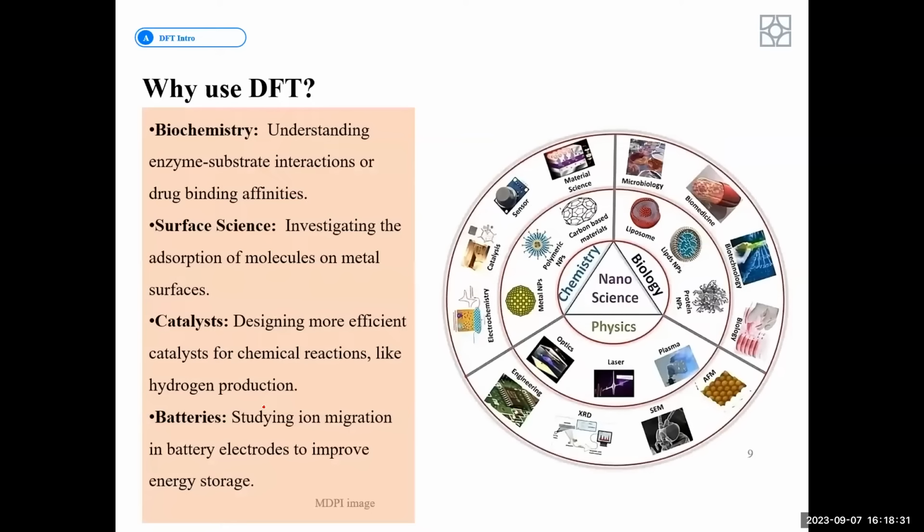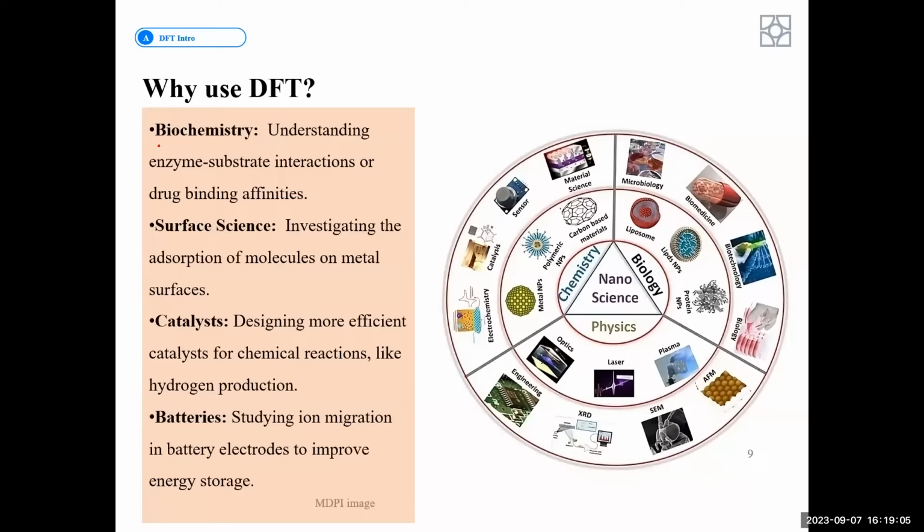Okay, where can we use DFT? DFT has application in almost every science we know. In nanoscience, in chemistry, in biology, in physics. I'm just giving an example here so you can relate from your different backgrounds. I think we have many attendees today, so I expect many of them would be from biology, or from physics, chemistry, material science. So you can relate actually.